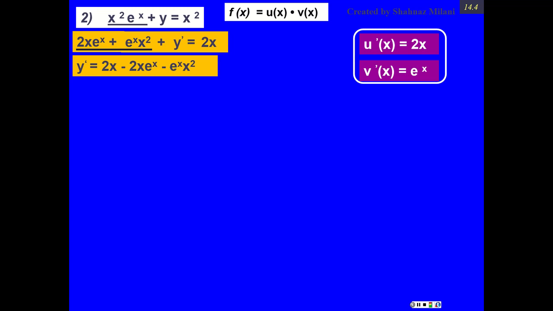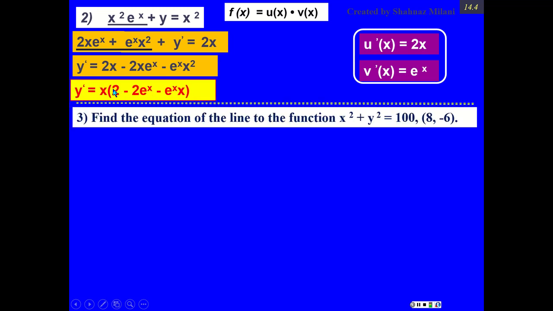Now from here, I already solved it for the y prime, but the only thing I need to do is factor the GCF. I have a 2 here, I have a 2 here, I do not have a 2 here. Then the GCF, I don't have it as a number. But the x to the exponent 1 is the GCF. I factor it. From this, 2 is left. From this, 2e to exponent x is left, and from this, one of these x is gone.